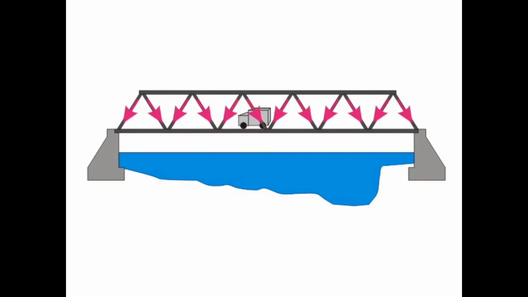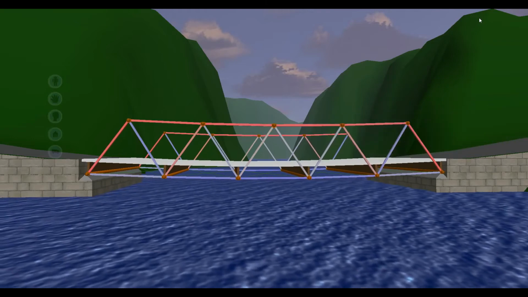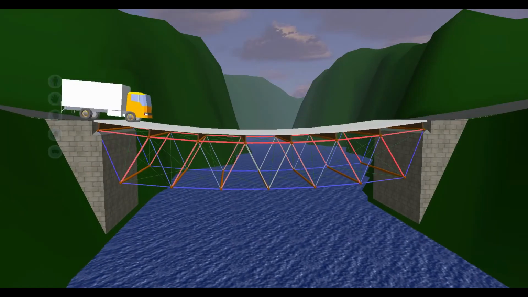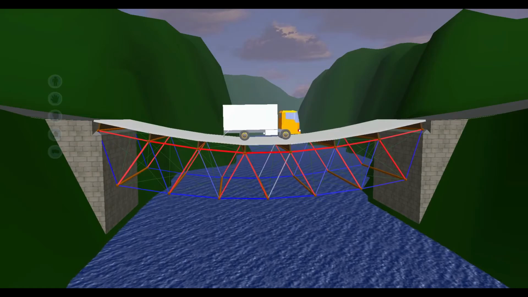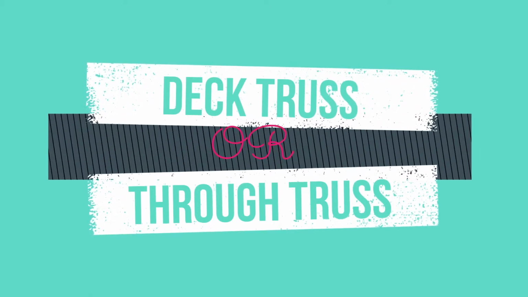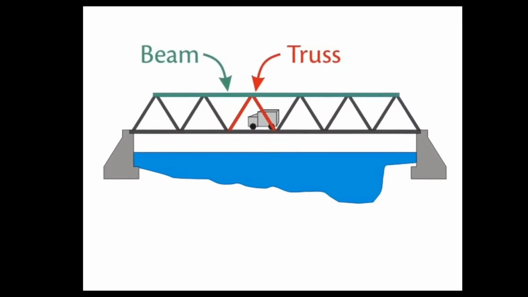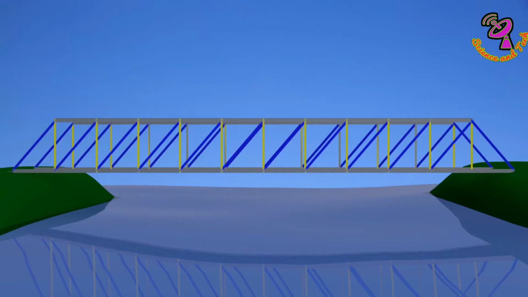Truss bridges are one of the oldest types of modern bridges, and a truss bridge may carry its deck on top or at the bottom of the truss, and they are accordingly classified into deck truss or through truss. A truss bridge is made by joining beams and truss members such as chords, verticals, and diagonals.